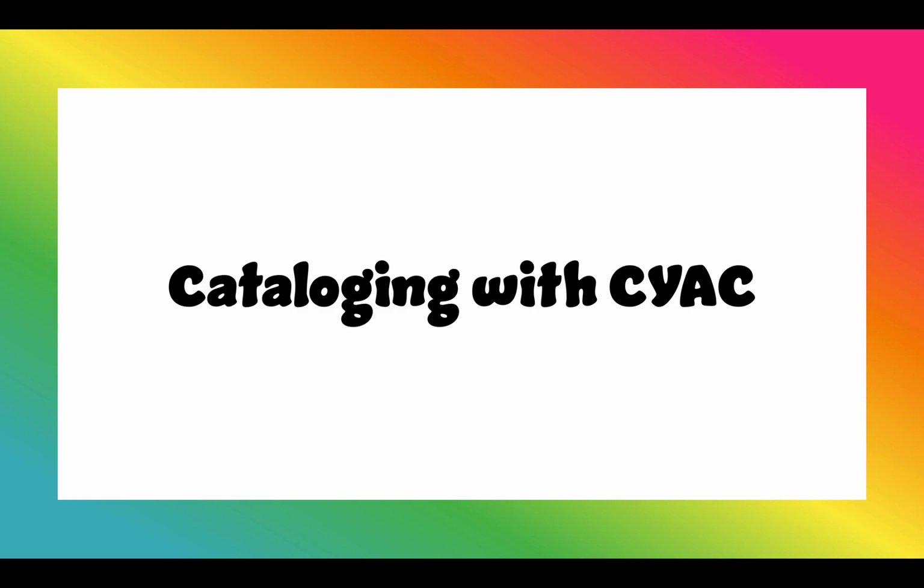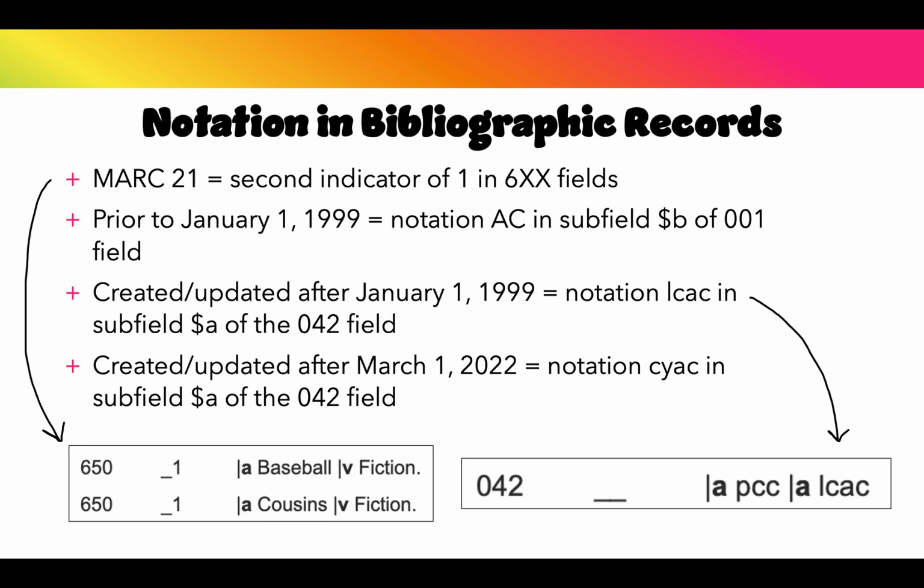Next, we'll cover some distinguishing features and applications of KYAC during cataloging. You can tell when a material uses KYAC subject headings in MARC 21. The second indicator of 1 in the 600 field tells us that these are juvenile headings. There are also a few different formats of notation depending on the date of the record. Prior to January 1st, 1999, you'll find AC and subfield B in the 001 field. If it was created or updated after January 1st, 1999, then you'll find LCAC in subfield A of the 042 field. If it was created or updated after March 1st, 2022, then you'll find CYAC in subfield A of the 042 field.